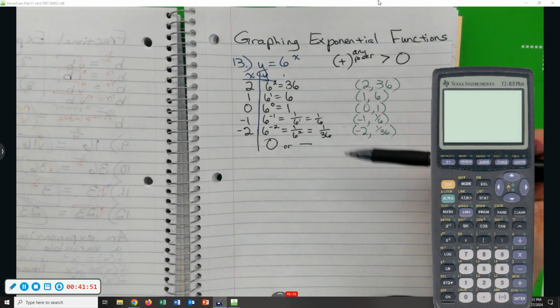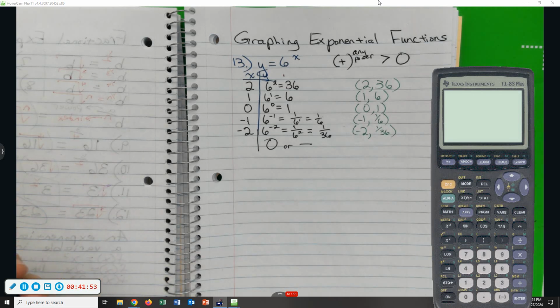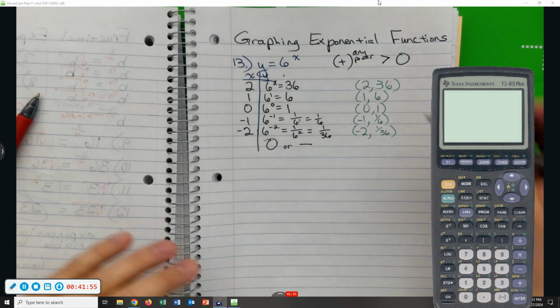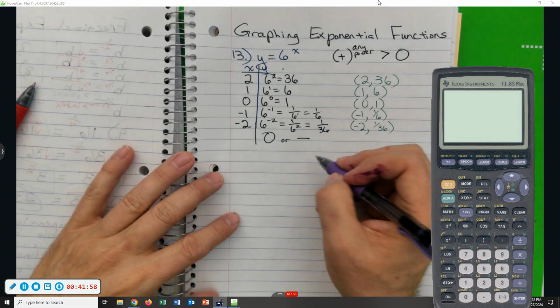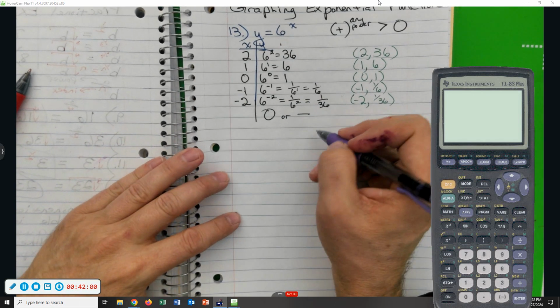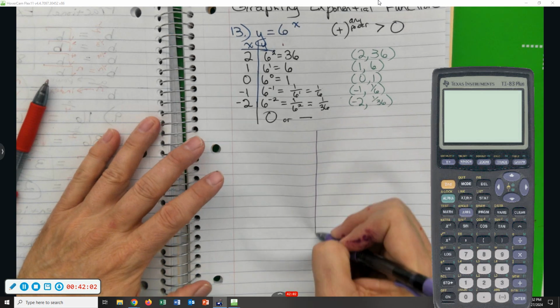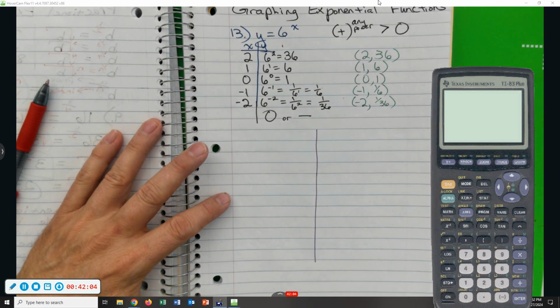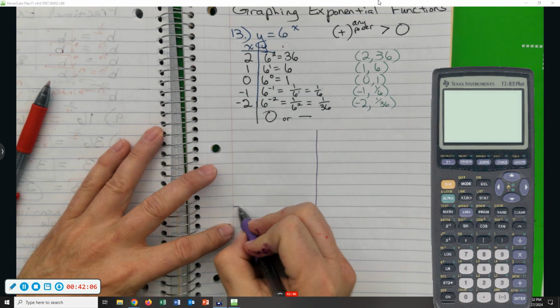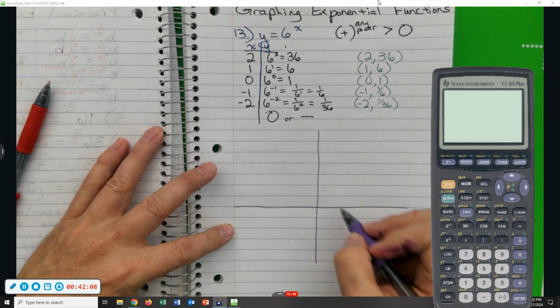That can't happen. Draw an XY grid. We're going to plot these points to the extent that we're able to. As I said, I'm not even going to bother with that 2, 36. I'm not going to count up 36 units.